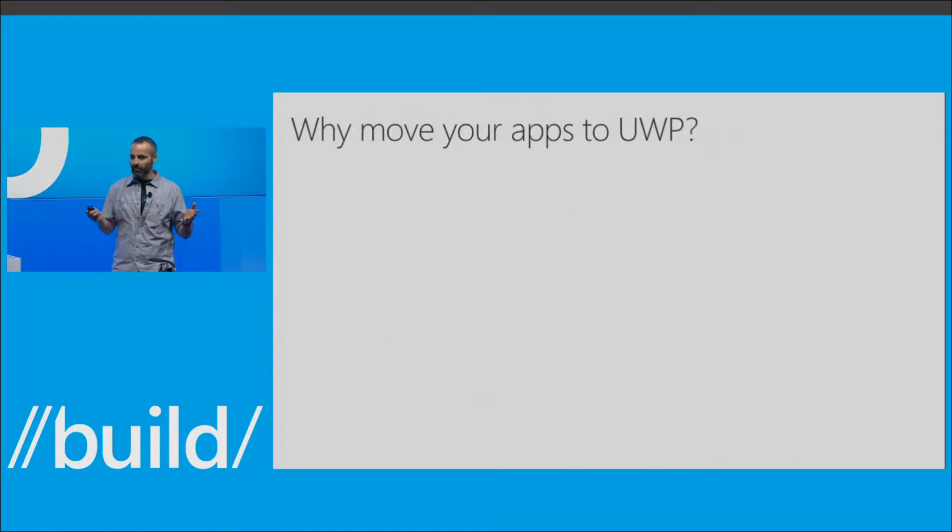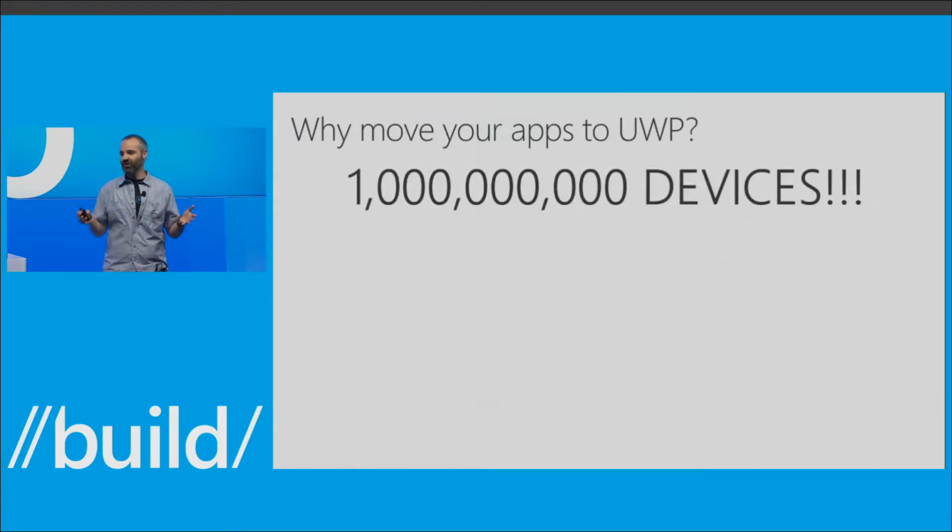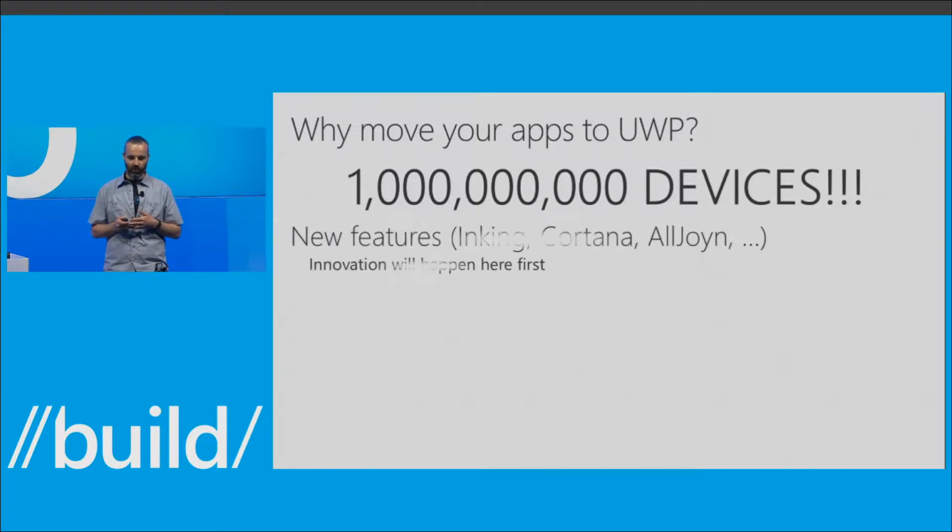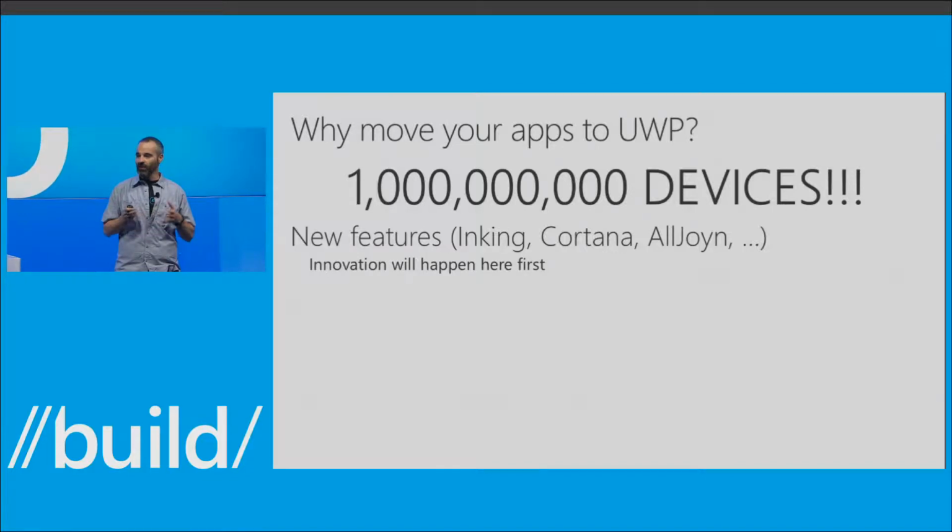All right, so why move to UWP apps? I just changed the slide yesterday after watching the keynote. I think there's one big reason: 1 billion devices. Even if we don't hit that, if we hit half of that in the next few years, 500 million devices. That's a lot. But in case that's not incentive enough, of course, there's the new features you've been hearing about throughout this week. I list a couple here: inking, Cortana, AllJoin. And innovation is always going to happen first with this platform.